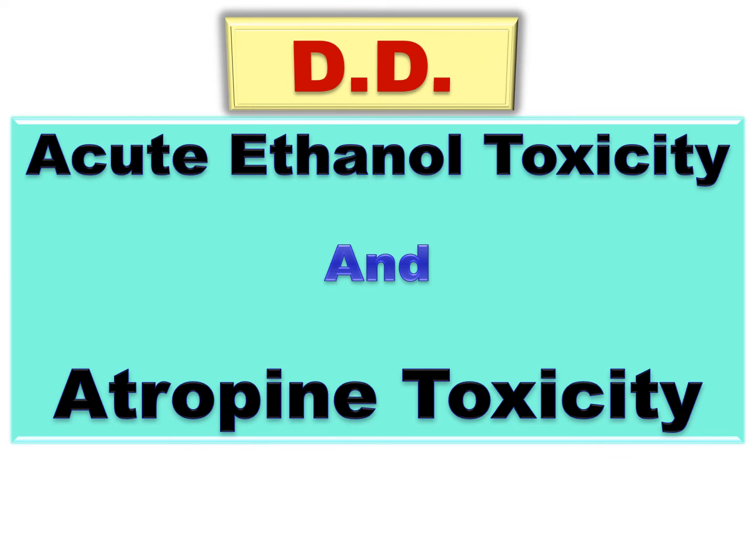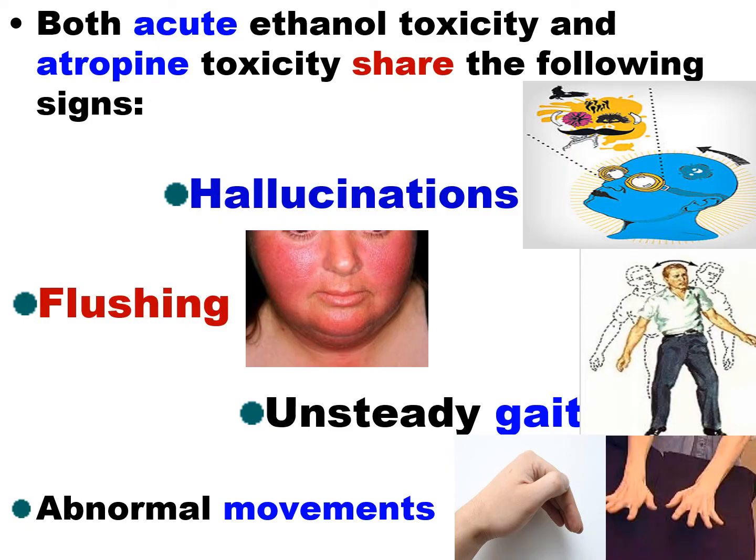As acute ethanol toxicity induces impaired conscious level, hallucinations and abnormal movements, and these manifestations may be mistaken for acute atropine toxicity, we should differentiate between acute atropine toxicity and acute alcohol or ethanol toxicity. They share hallucinations, flushing of the face, unsteady gait, and abnormal movements with impaired consciousness or loss of consciousness.